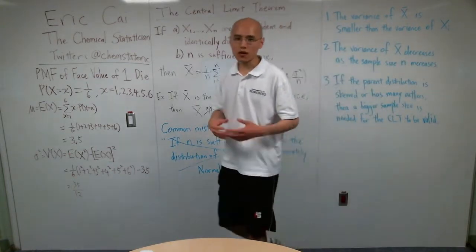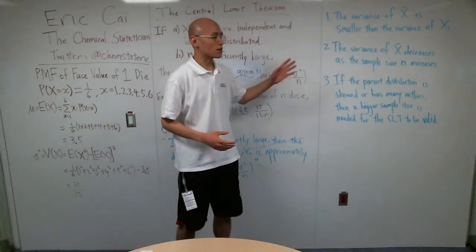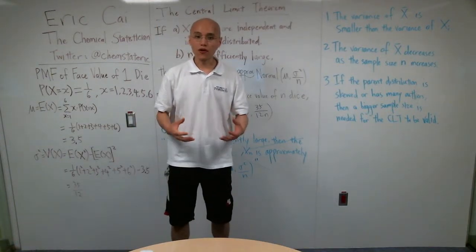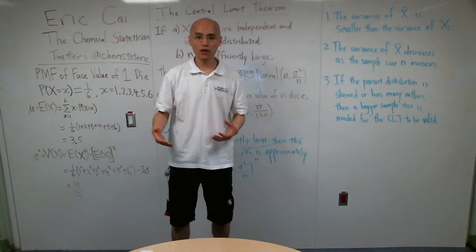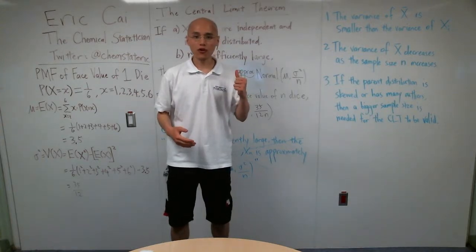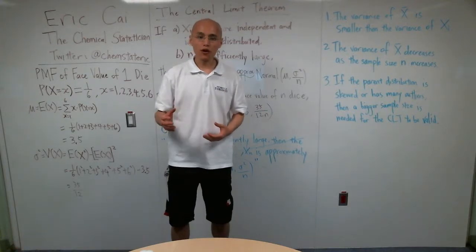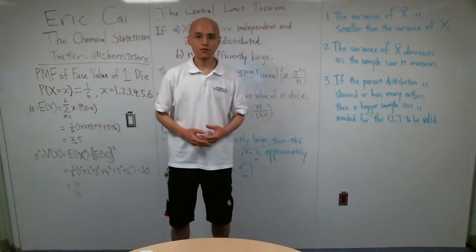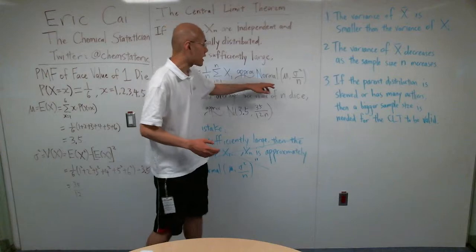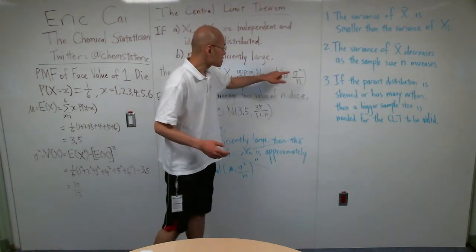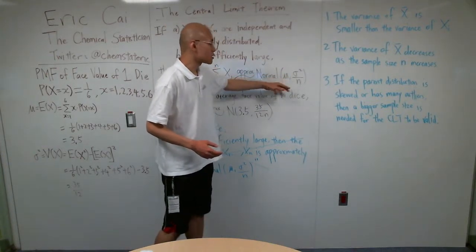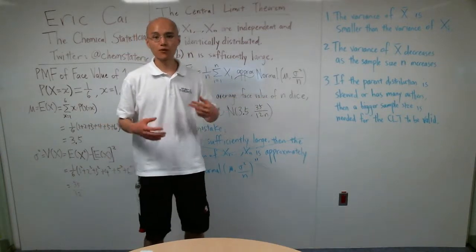Now, there are a few more subtle points that I want you to take away about the central limit theorem. Number 1. The variance of the sample mean is smaller than the variance of one of the original random variables. In other words, the variance of the sample mean is smaller than the variance in your parent distribution. Mathematically, we can see that because sigma squared over n is smaller than sigma squared for any n bigger than 1.